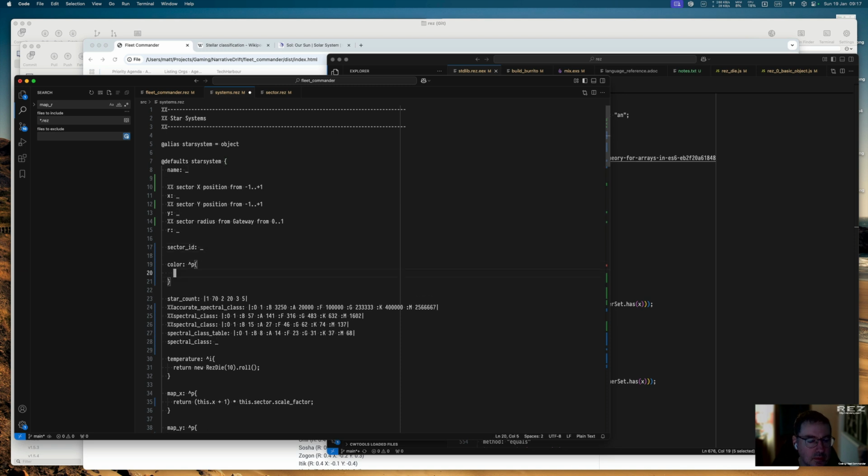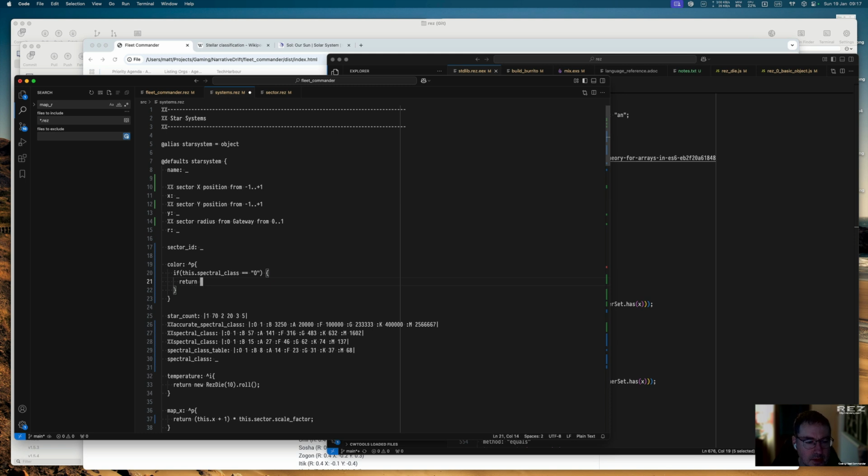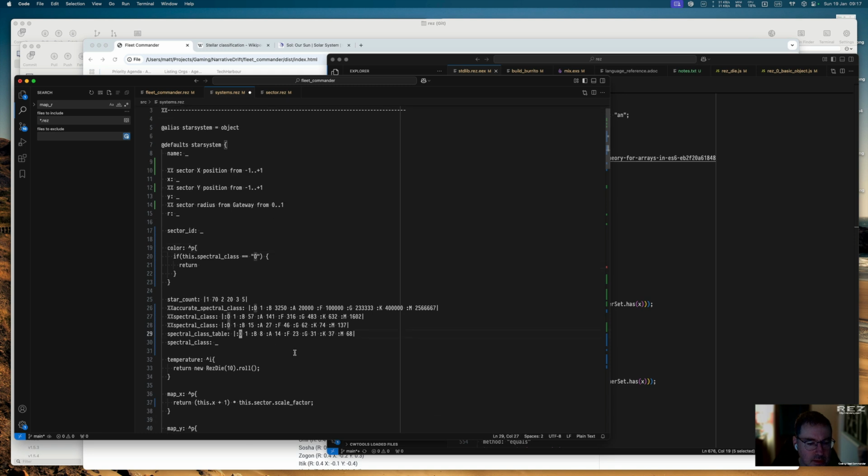So if this dot spectral class is O, I don't think you can switch on strings in JavaScript, can you? What we could do is, instead of this, right, okay. What we could do is this. Oops, no, that's not right. Let's just go back. Start again. Make sure we do this right.